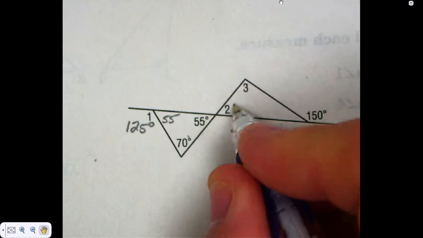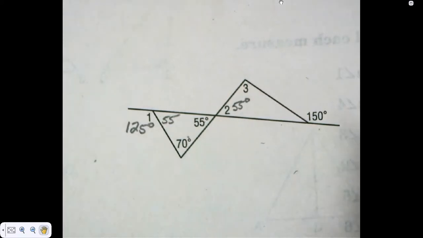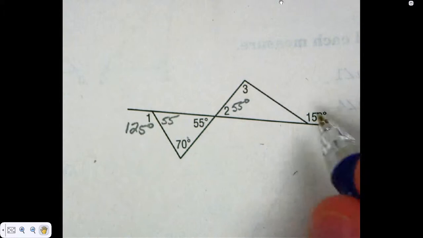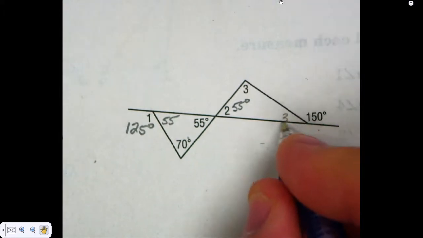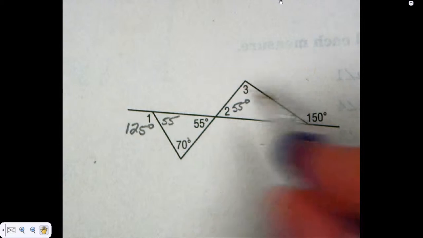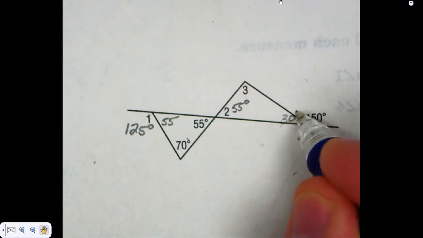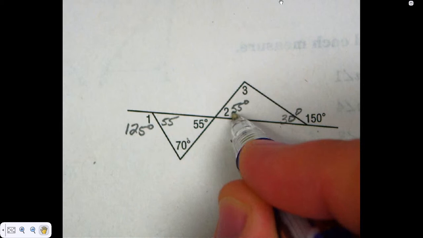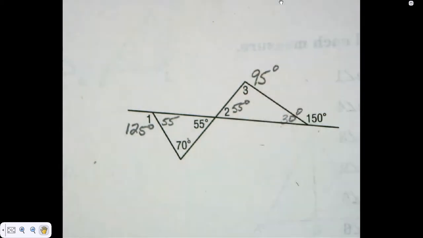What about angle 2? If this is 55, what's this? They like that number 55, don't they? Okay, if this is 150, what's this? Very good. How do I find angle 3 now? 30, add 30 to what? Now I get 85, which makes this what? 95? Not too terrible, is it?